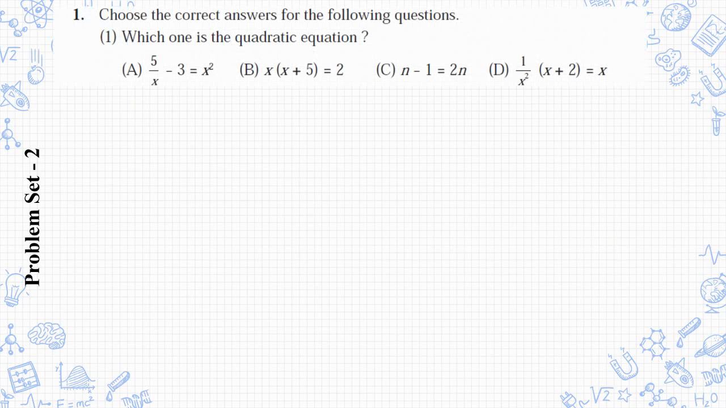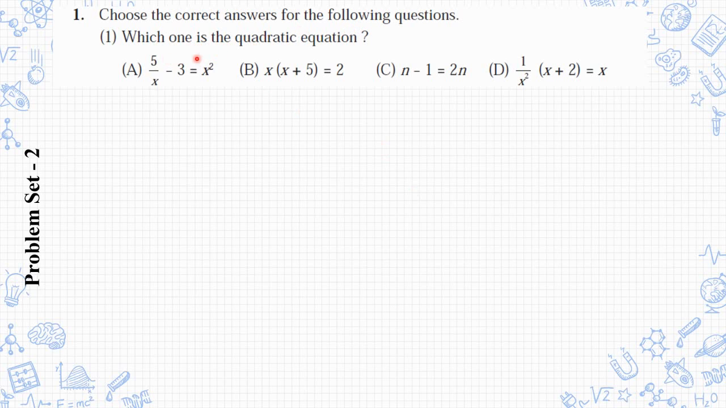Problem set 2. These are the multiple choice questions in your problem set. So let us solve questions in the problem set. We have to choose the correct answers for the following questions.